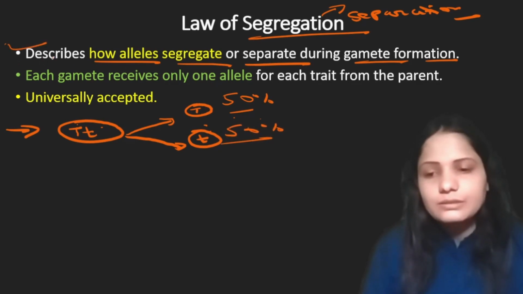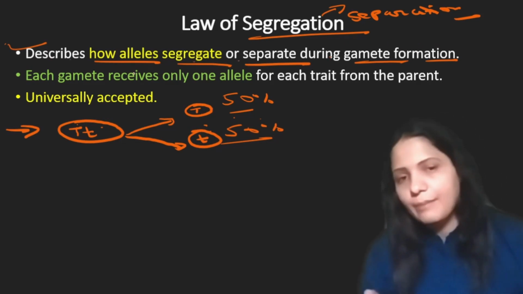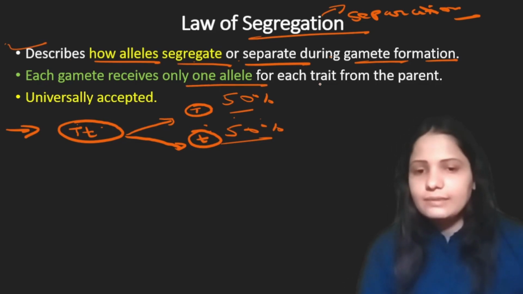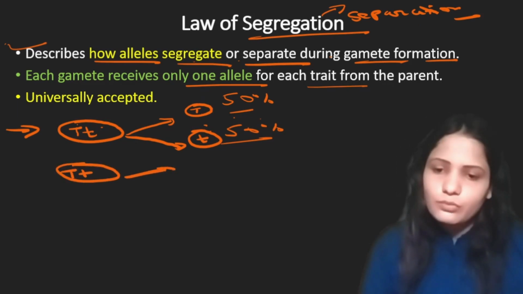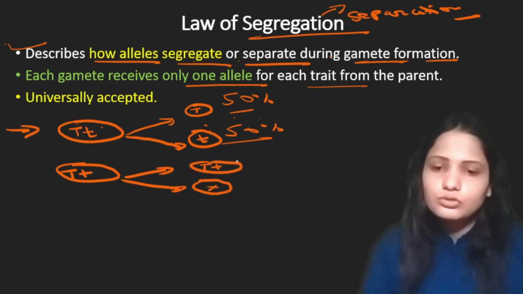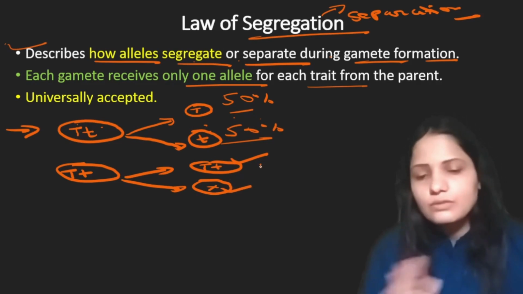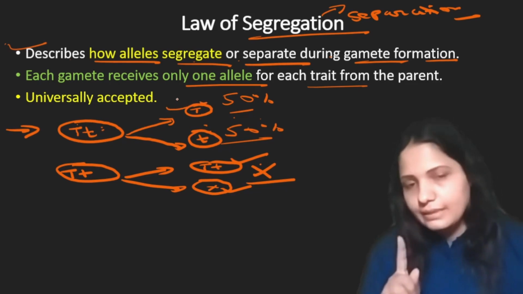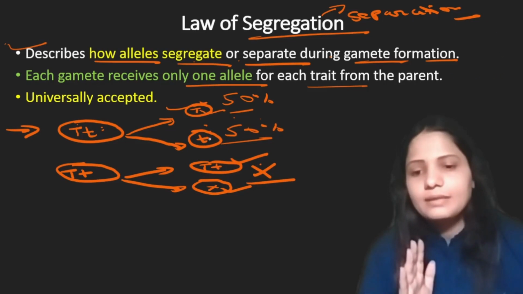This is what I have written here. It describes how alleles segregate or separate during gamete formation, and this process of gamete formation you must have read in the reproduction chapter. Now each gamete receives only one allele for each trait from the parent. So in this case, this is not possible: that during gamete formation both alleles go to only one gamete, and in the second gamete there is no allele. This case is never possible. During gamete formation, each gamete will receive only one type of allele. So we can say that there is a 50% chance of having a capital T gamete and a small t gamete.